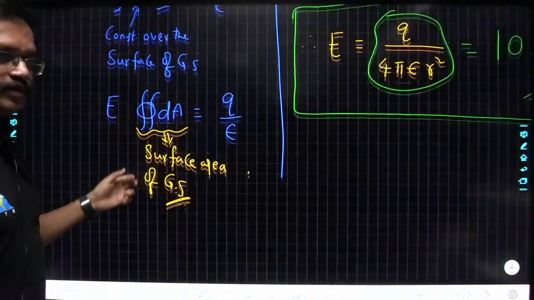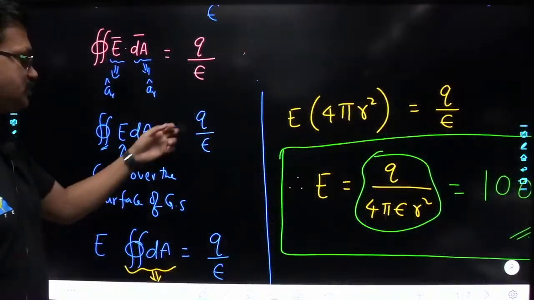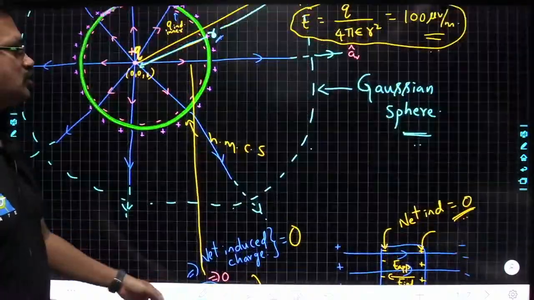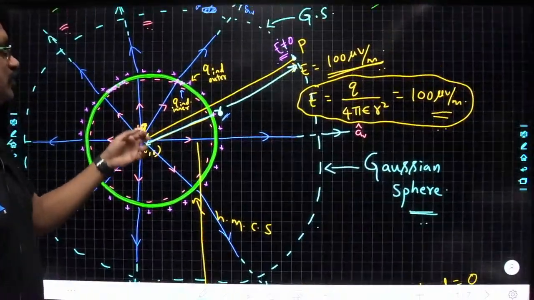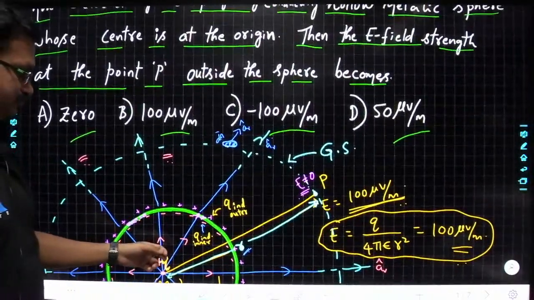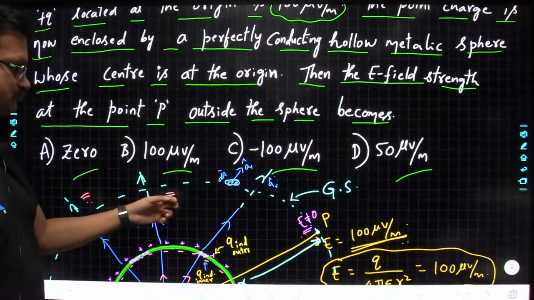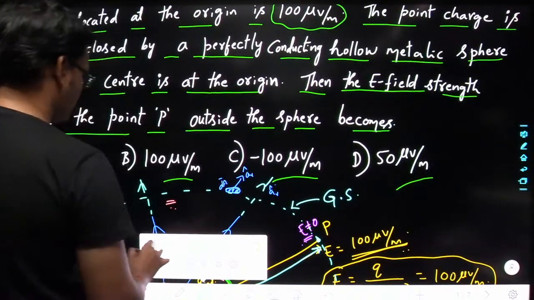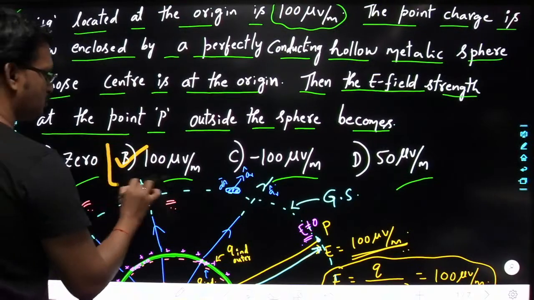So I hope this problem is crystal clear here, right? For this one, the correct option is option B, 100 microvolt per meter.